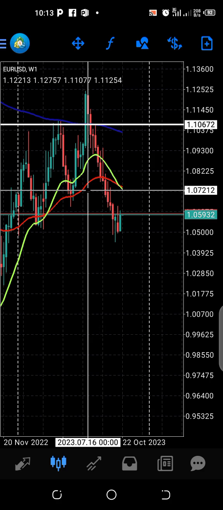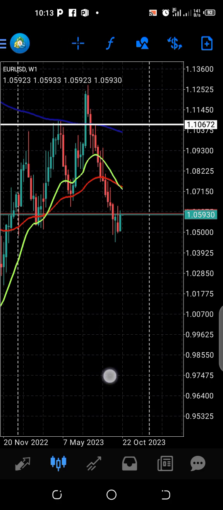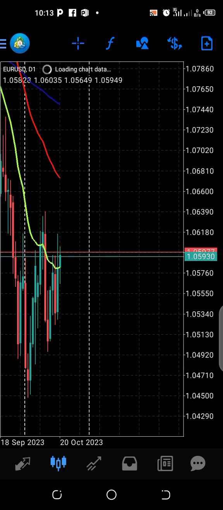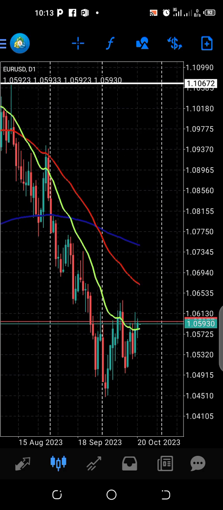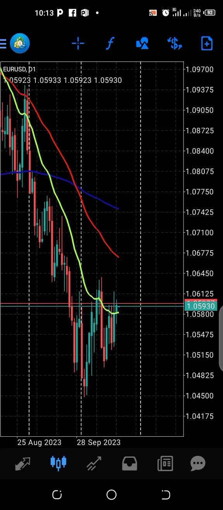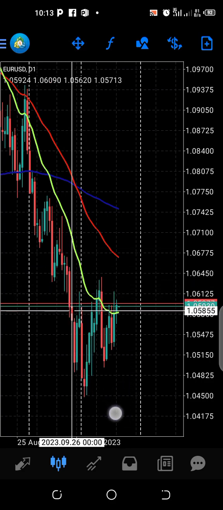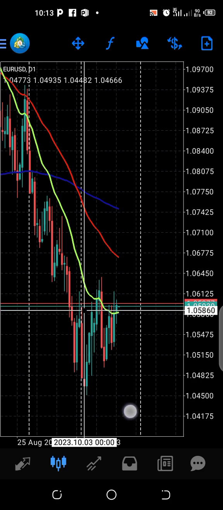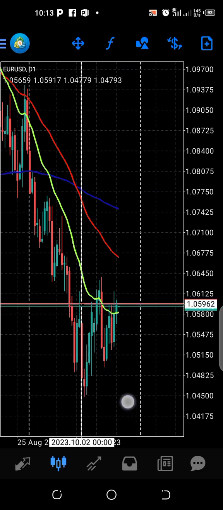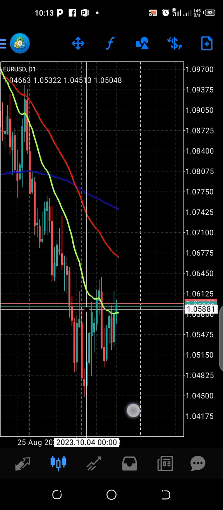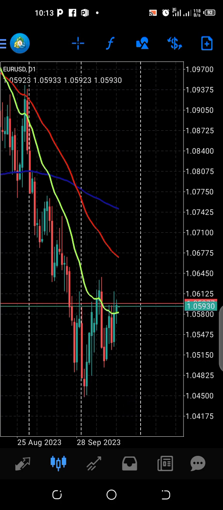So in anything you do, make sure you are buying. Going straight to the daily time frame, it's still bullish, though it's at a resistance on the daily time frame, but I guess tomorrow, Monday, is going to determine the next move. But just know this week we're buying.